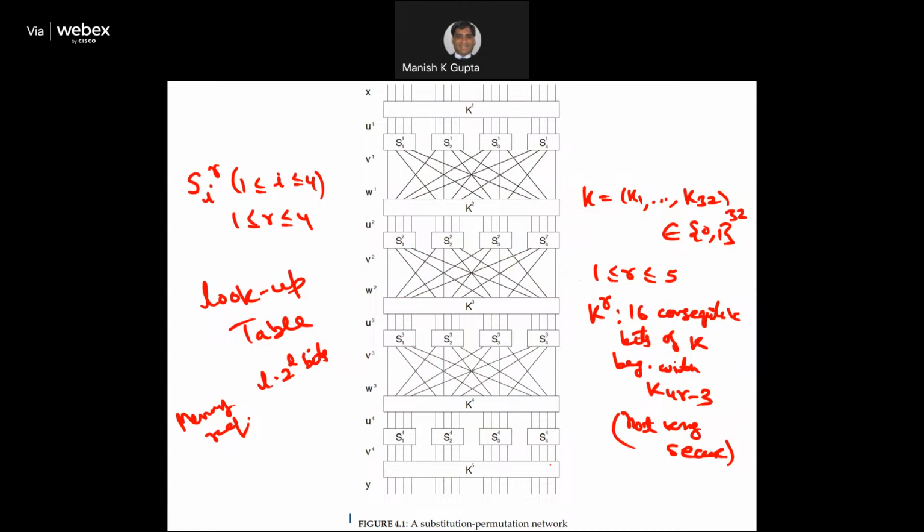Now, we need to find a way to generate these from a random key, right? How do we generate the key schedules? So if K is a 32-bit vector, how do we get different subkeys? Okay, so let me show you one way of doing this.